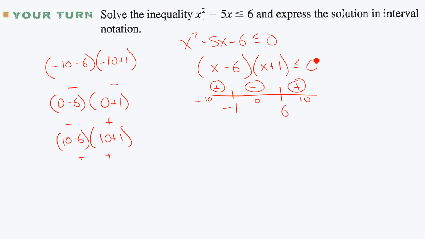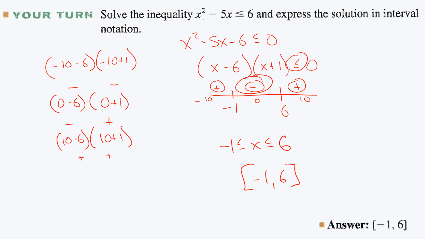Positive in there. We want to be less than 0, so we want to be negative, so we will say negative 1 is less than or equal to x, less than or equal to 6, bracket negative 1, comma 6 bracket.